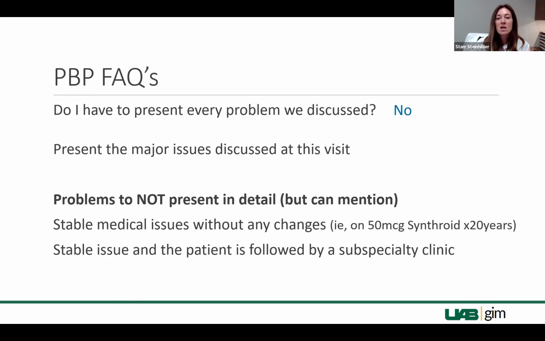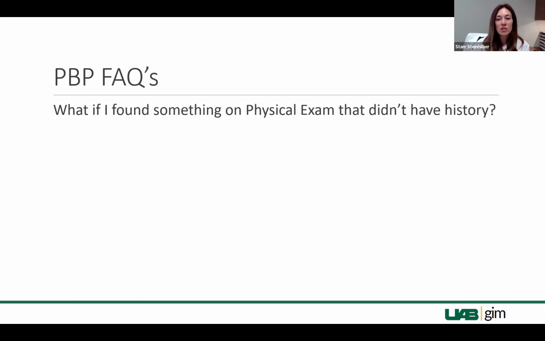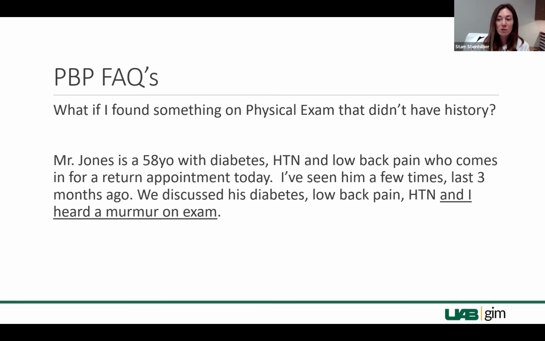That's one of them. Another question, especially for early interns, is what if I found something on physical exam that didn't have a history? And that's where we get back to every problem does not have to have all parts of the subjective, objective, assessment and plan. And so it just becomes a problem. It's just one of the things you talk about. So you'll say, Mr. Jones, diabetes, hypertension, low back pain, who came in for a return appointment today. I've seen him a few times. The last was 3 months ago, and we discussed diabetes, low back pain, hypertension, and I heard a murmur on exam. So that just becomes one of the things you talk about.